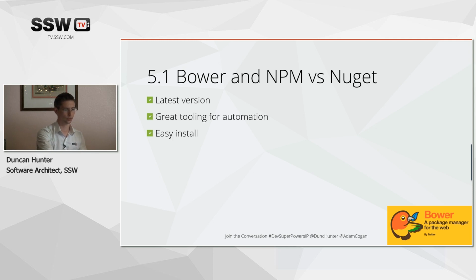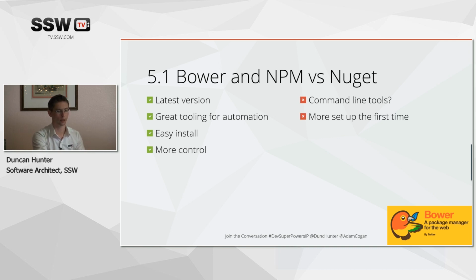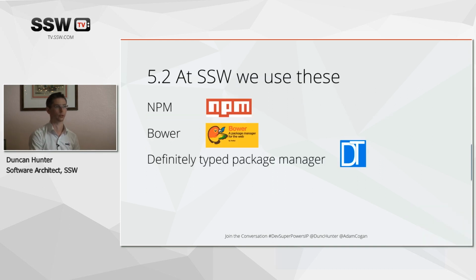You get a lot of cool tooling. It's much easier to install. You get a lot more control with these things. Some of the downsides of the command line tooling are that you end up in the command line a bit more, which might take you out of the IDE, but I don't really mind that. And there's a fair bit more setup the first time, especially when you start using a task runner, which we'll get to. So these are the three we use.